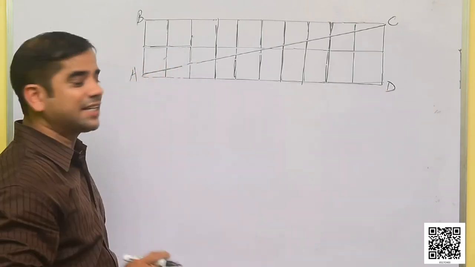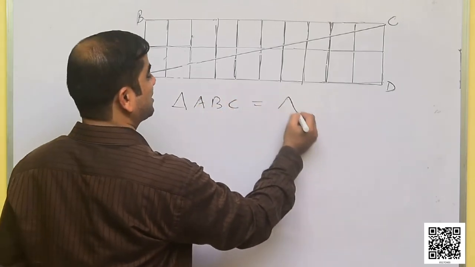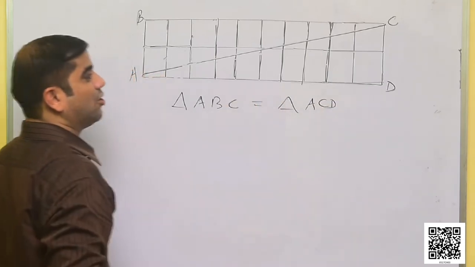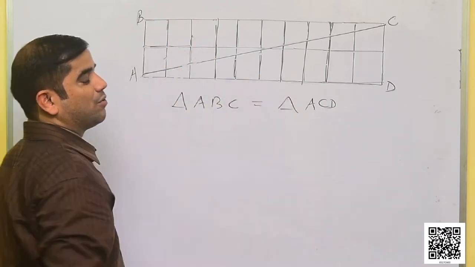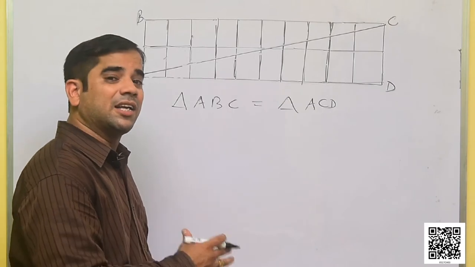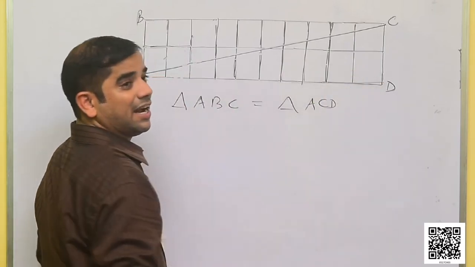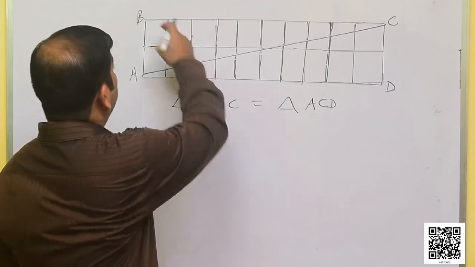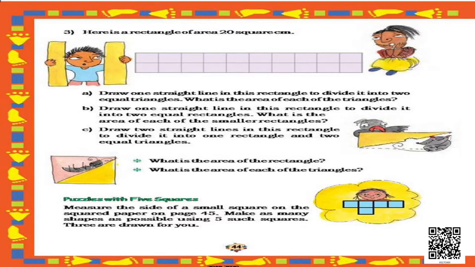Suppose ABCD is the rectangle, now triangle ABC is equal to triangle ACD because this is the line that is dividing the rectangle into two equal parts. It can be done in another way as well. How? If I join the opposite corners B and D, I will have two equal triangles BDC and ABD. Okay? So, the other task is we have to draw a straight line, thereby dividing this rectangle into two equal rectangles. Okay?